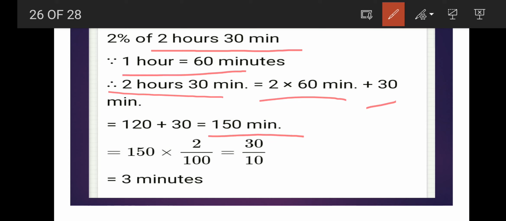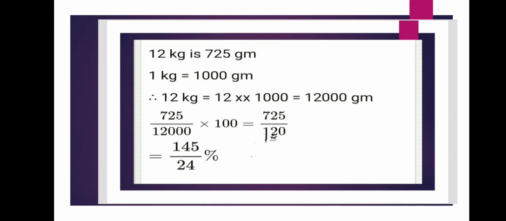So 2% of 2 hours means 2 by 100 into 150 minutes. And so the answer will be what? Here we can do. Then 2 5s are 10, and then 5 3s are 15 and 0. 0 will not be here, so it will be 3 minutes. Clear? Directly also you can do, 30 by 10, and then 0 cancel, and then 3 minutes you can do here.